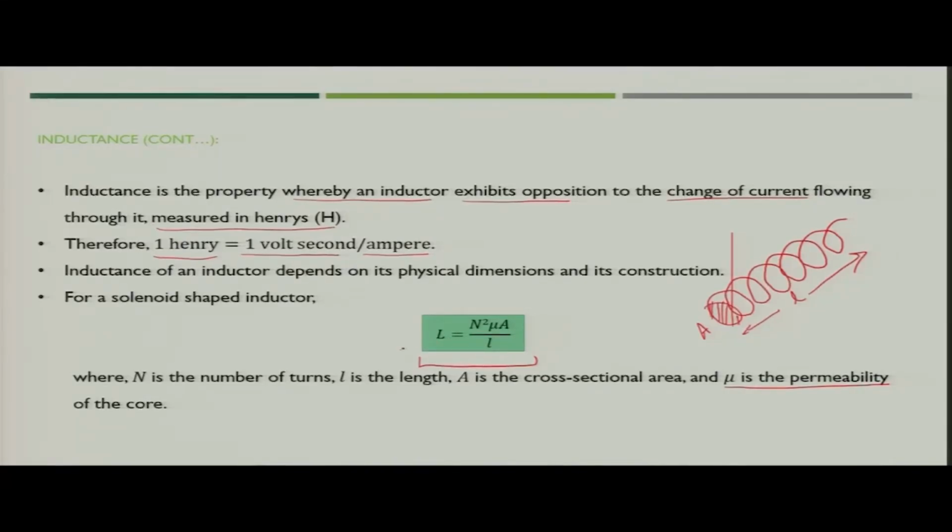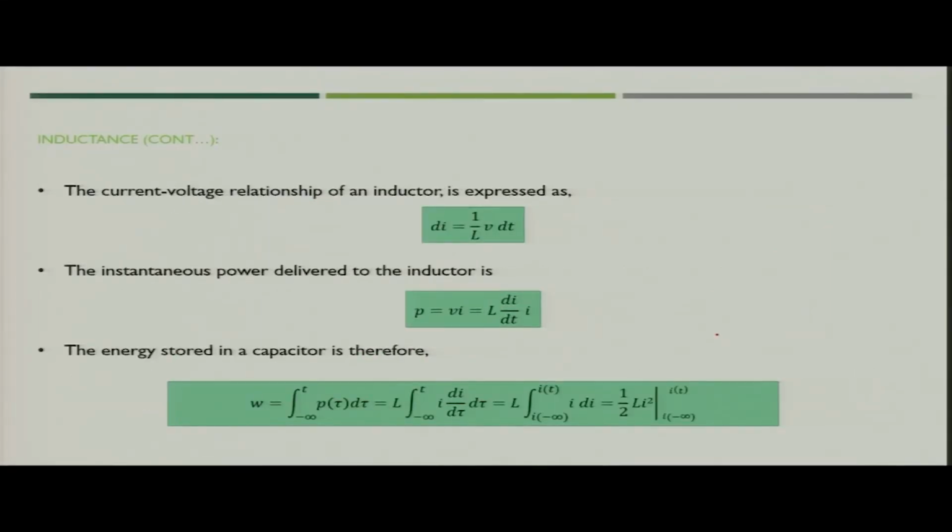Capital L is generally the symbol we use for representation of an inductor, and small l is the length of the inductor. Now, what you can write? You can write dI is nothing but 1 upon L V dt, because we just now saw that V is nothing but L dI by dt. So, to find out the power delivered to the inductor, you will write P is nothing but V I, where you replace V with L dI by dt, times the current I.